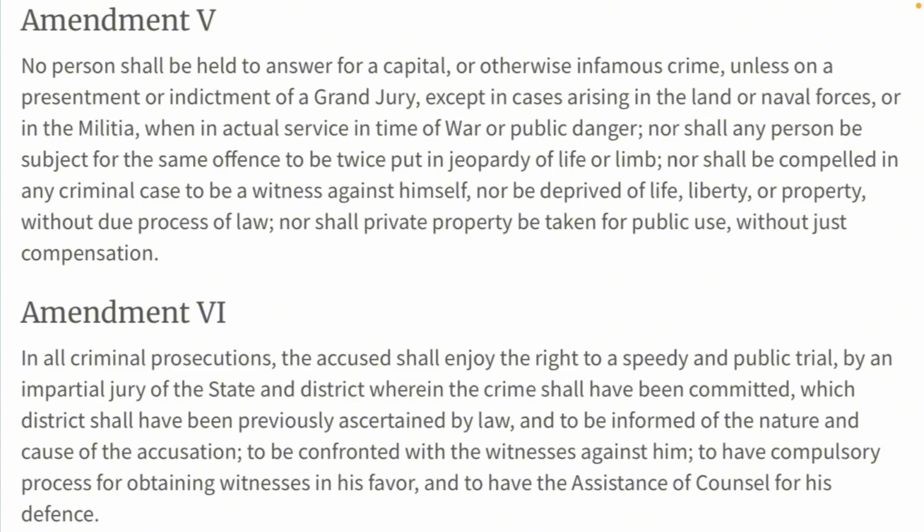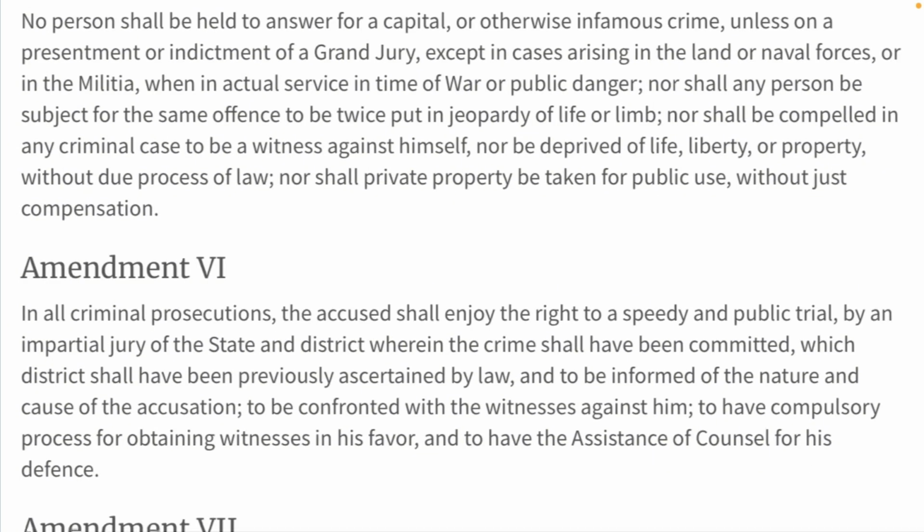My final example comes directly from Amendment 5 and 6. It says right here that no person shall be held to answer for a capital or otherwise infamous crime, unless on a presentment or indictment of a grand jury, except in cases arising in the land or naval forces or in the militia, when in actual service in time of war or public danger, nor shall any person be subject for the same offense to be put twice in jeopardy of life or limb, nor shall be compelled in any criminal case to be a witness against himself, nor be deprived of life, liberty, or property, without due process of law.